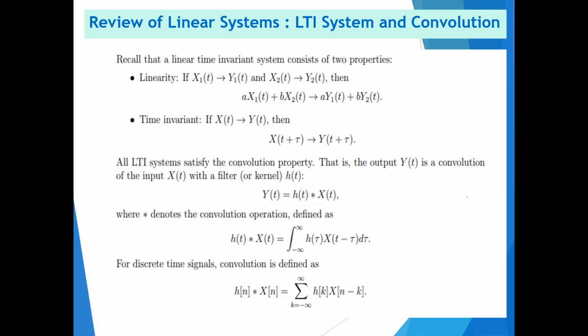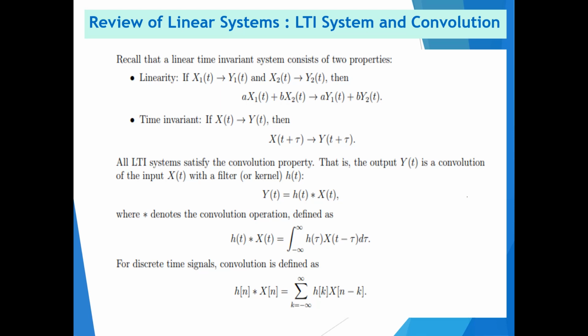The time invariant systems are systems where the output does not depend on when an input was applied. We'll have a review of linear systems, that is LTI system, and convolution over here. Recall that a linear time invariant system consists of two properties, linearity and time invariance. Linearity: if x1(t) tends to y1(t) and x2(t) tends to y2(t), then a x1(t) plus b x2(t) is the same as a y1(t) plus b y2(t). The next property, time invariance: if x(t) tends to y(t), then x(t+tau) tends to y(t+tau).